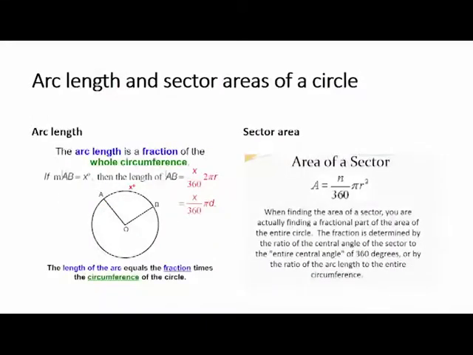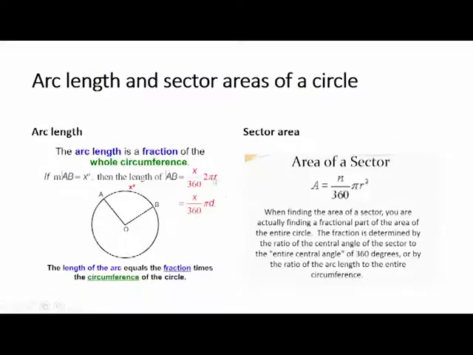How do we work out the arc length and the sector area of the circle? We have these two formulas. The arc length is a fraction of the whole circumference. So for example, this is the arc. It's a fraction of the whole, x over 360. You know, a circle is a revolution of 360 degrees. So you can see that this is x over the whole, which is 360.